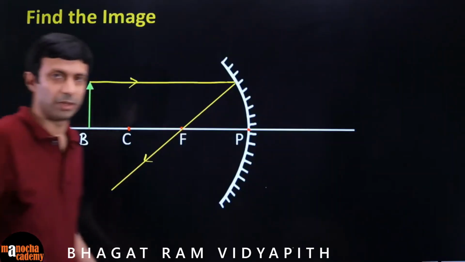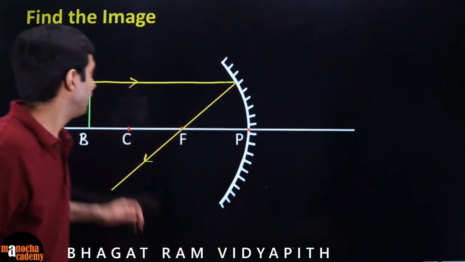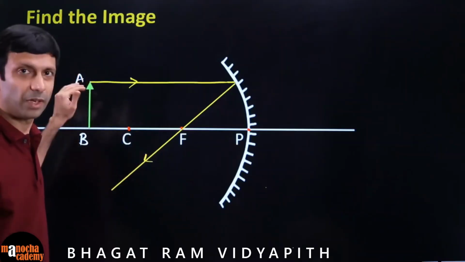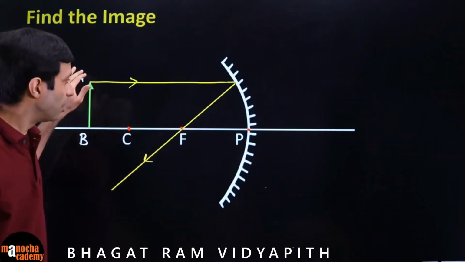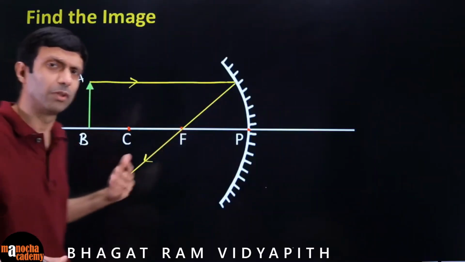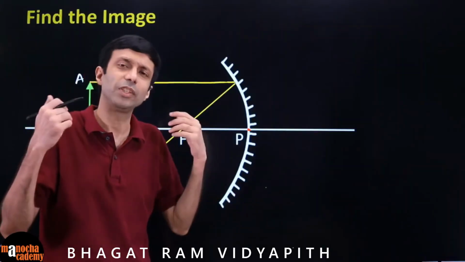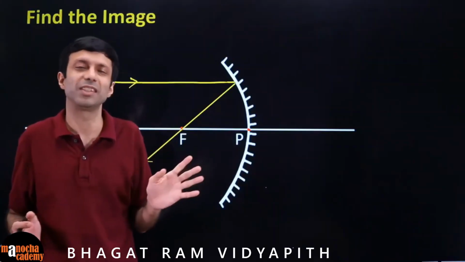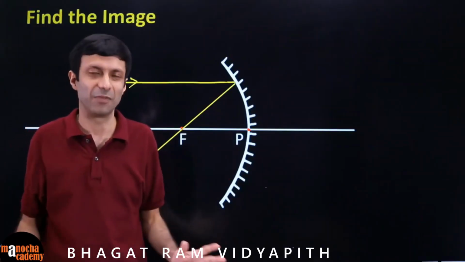What other rule should I use here? So either you can have the ray going through the center of curvature and it will bounce back over here. So you can do that. Or you can have a ray passing through the focus and then parallel. So again, you can use any two which are convenient. Don't be confused that I have to use the first 2 or, you know, first and third. Any two rules that are convenient for you.